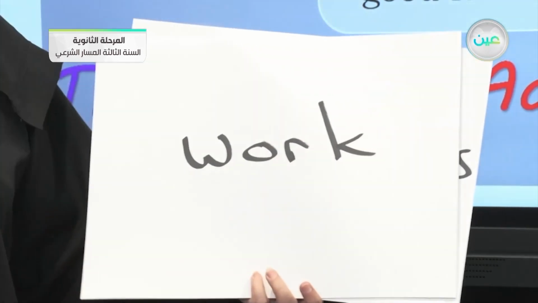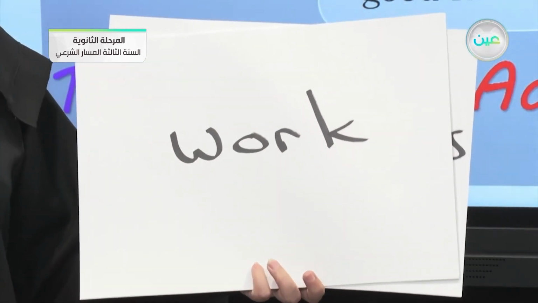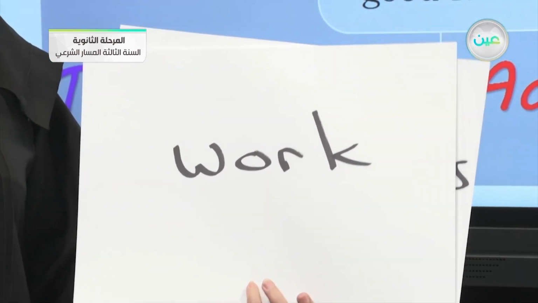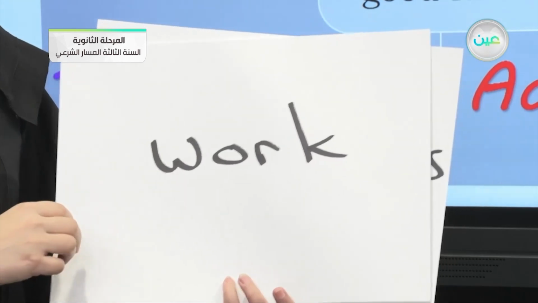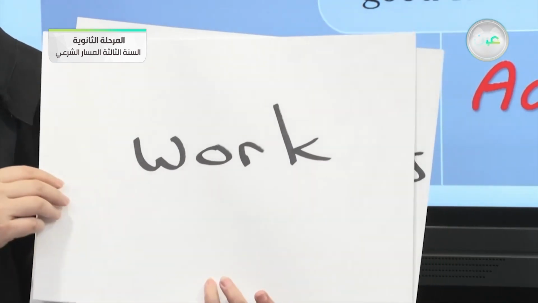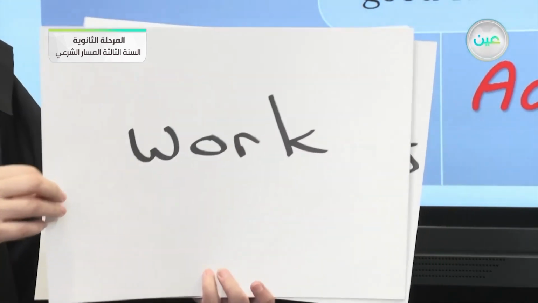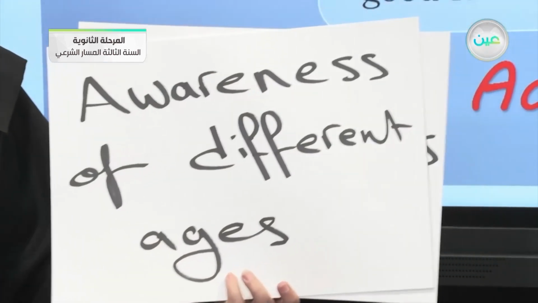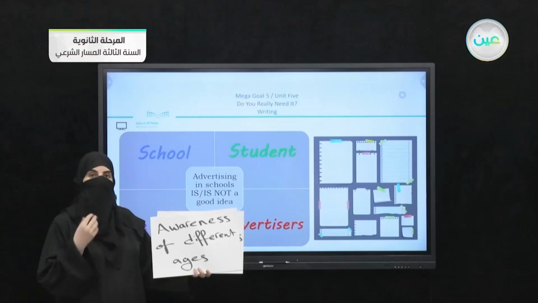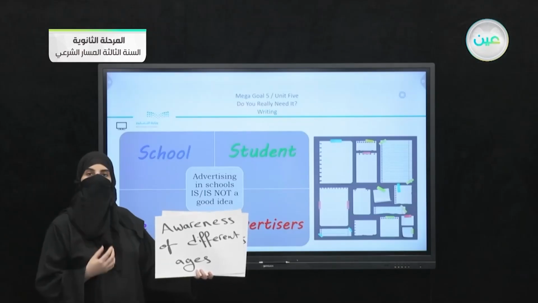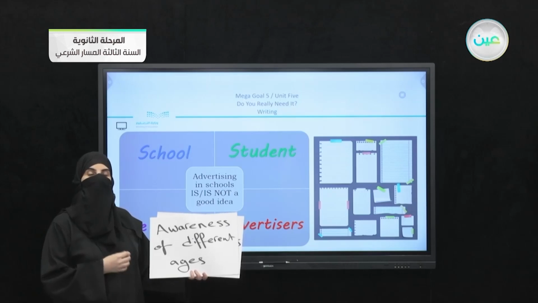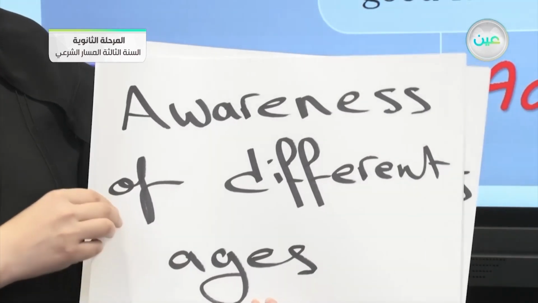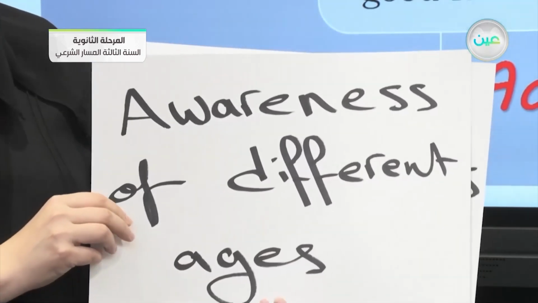We can also say that there is a very important thing that is work. You can see that everyone is working here, especially the advertisers, but even the students, even the school itself, and this work is, of course, mainly for the society. There is something also, we can say that the advertisers themselves are aware of different ages. They know who they are dealing with. They know if these advertisements are good enough or suitable for these students or not.